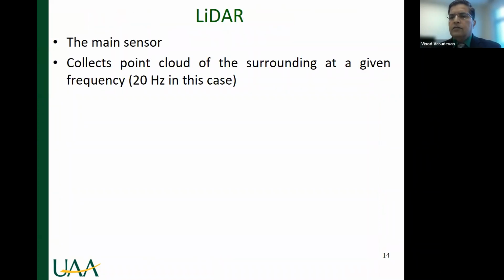So the main sensor is LiDAR. It collects a point cloud of the surroundings at a given frequency. You can decide the frequency, but in this case, we use 20 Hertz. And as I said, if you have a high resolution or advanced LiDAR, you can even go with a higher frequency.